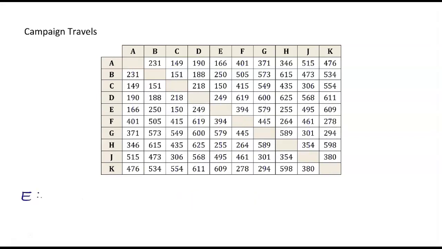Looking down row E, we find the nearest neighbor is C. From C, the nearest neighbor is A. From A, the nearest neighbor is C, but C has already been used. So we go on to the next nearest neighbor, D. From D, the nearest neighbor is B.